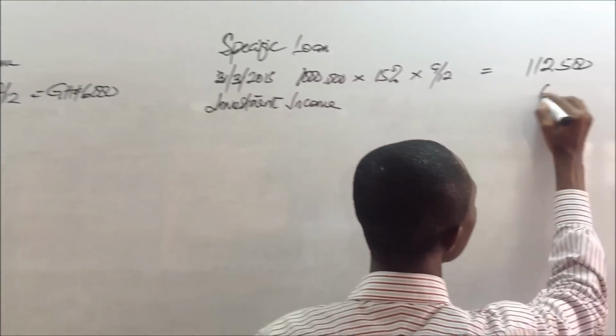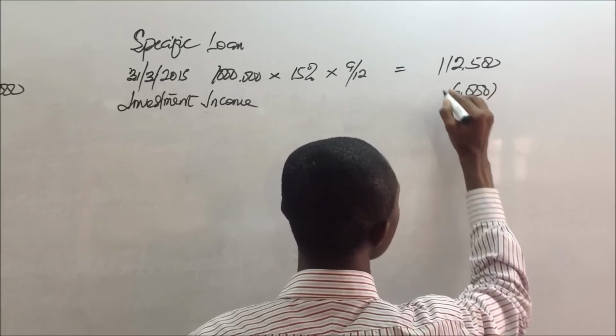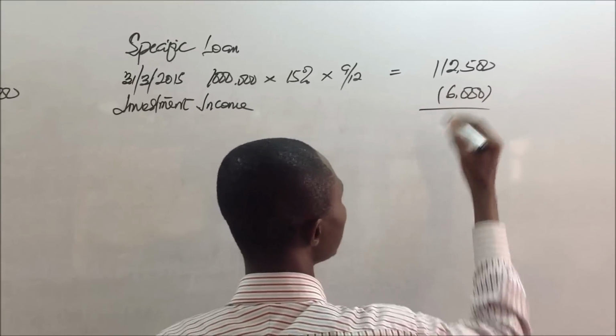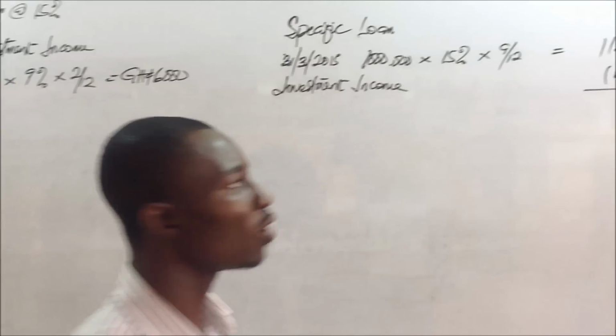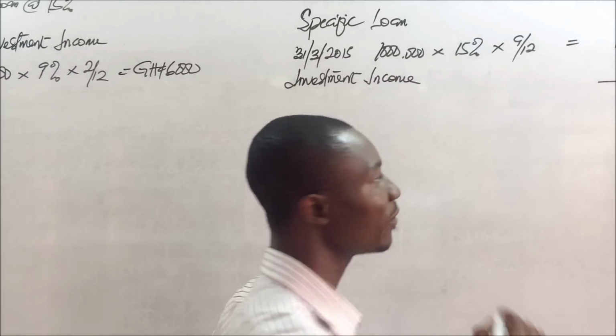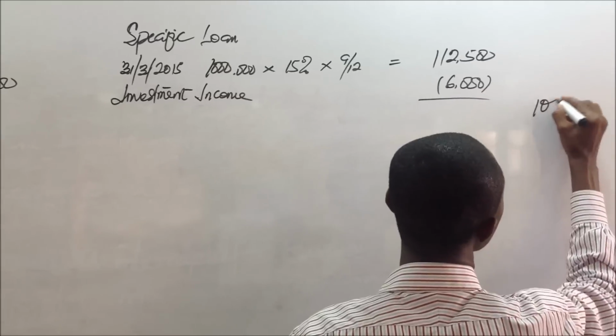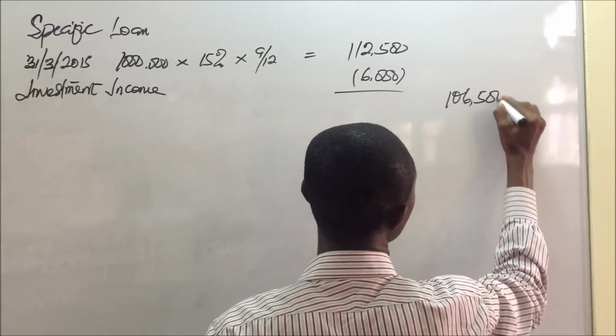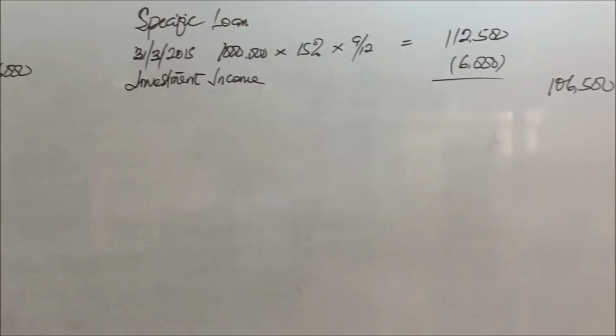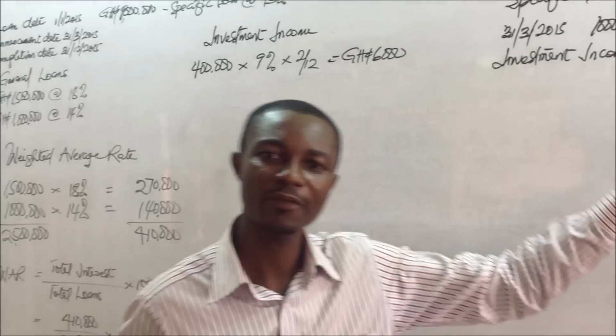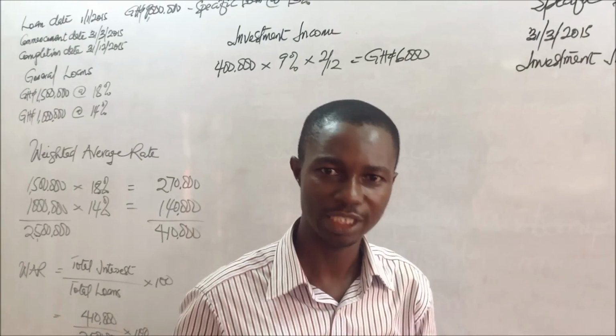It will have to be taken out of it, so minus 6,000. So that gives us a net amount of 106,500. Then, since we are done with the specific loan, we will now go on to our general loans.